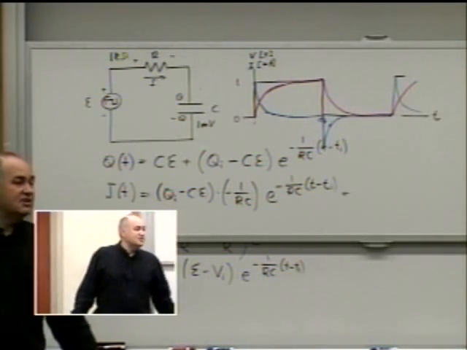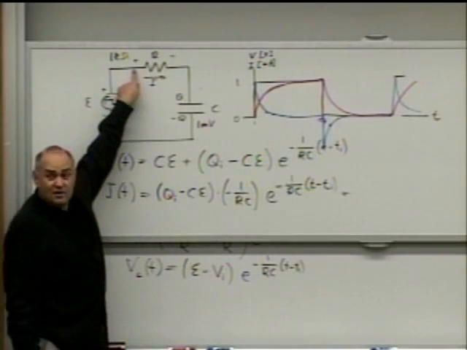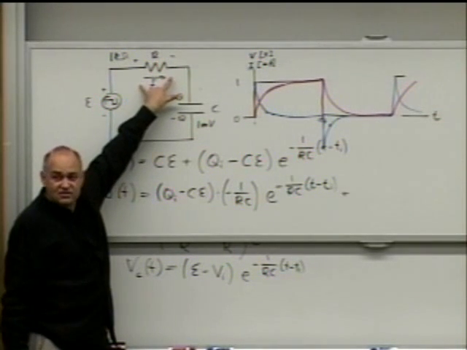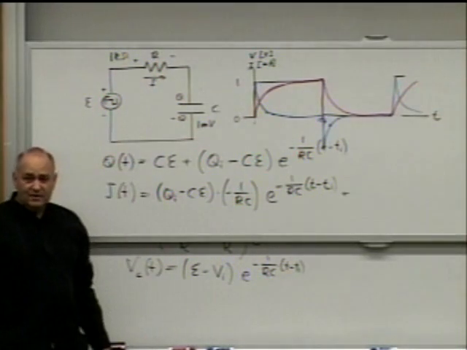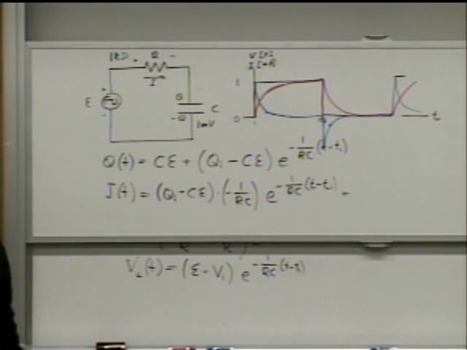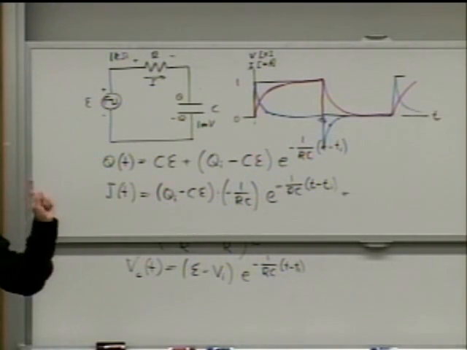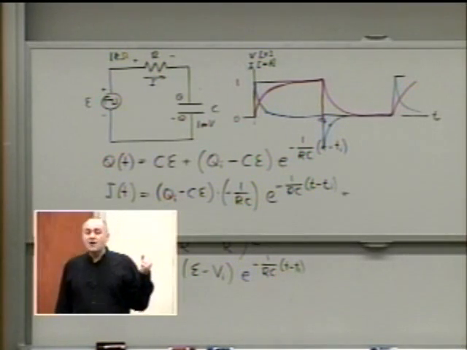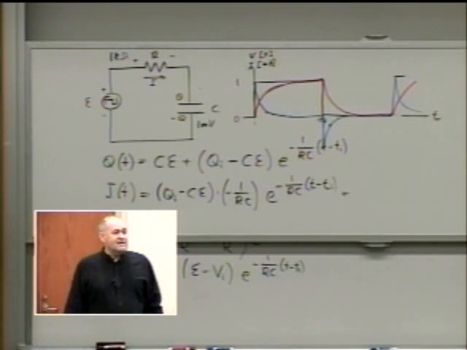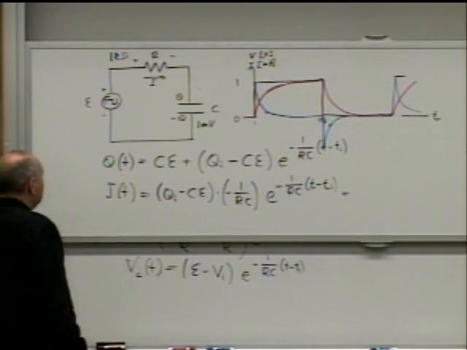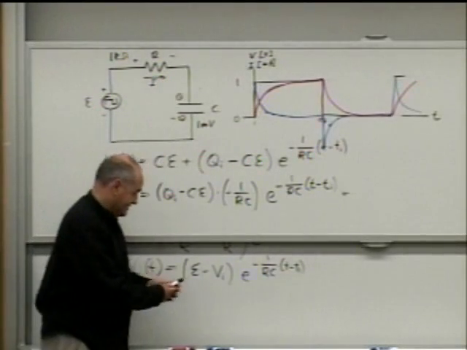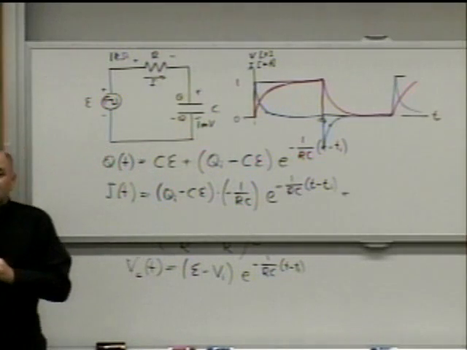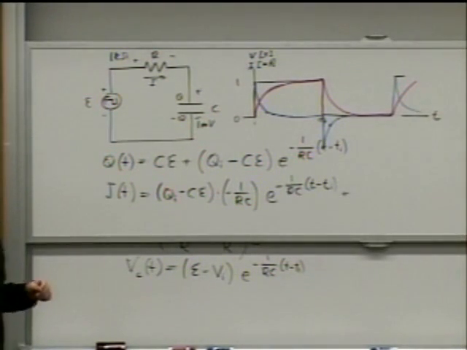Voltage across the resistor is potential difference between this point and this point. Now let's take a look at the red line. How do you interpret the red line? What is the red line? Voltage across the capacitor, correct. It's potential difference between the top plate and the bottom plate. It is simultaneously some other quantity.